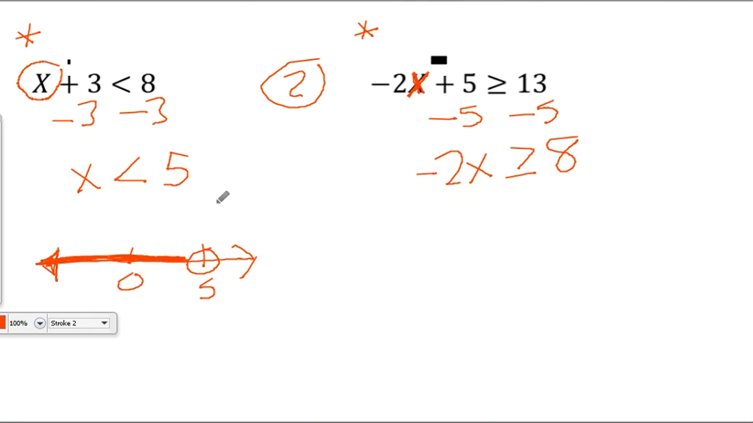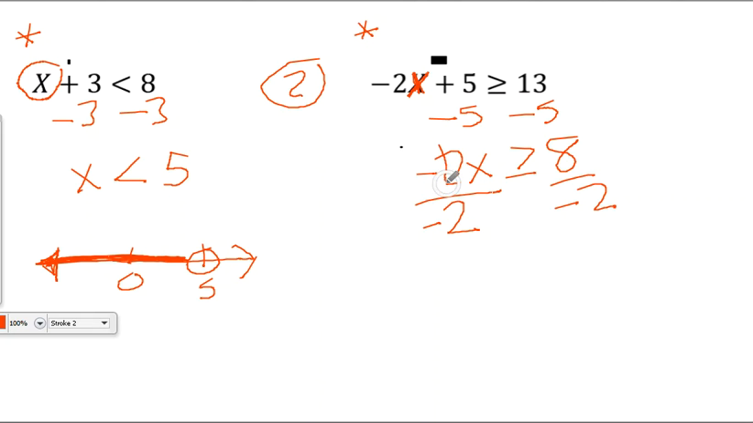Okay, now from here, we want this to just be an x. So we've got to get rid of this multiplication of negative 2 so that we're left with just x. The way that you get rid of a multiplication of negative 2 is divide by a negative 2. Now this is where we have to remember that special rule that we just learned about. If we divide by a negative, and we're going to have to do that on both sides, we have to flip our inequality symbol. So watch really carefully.